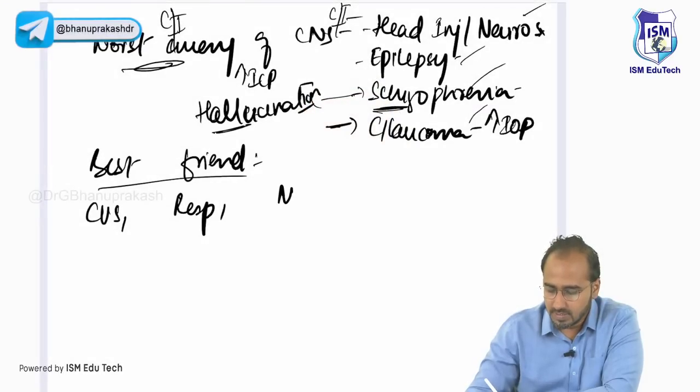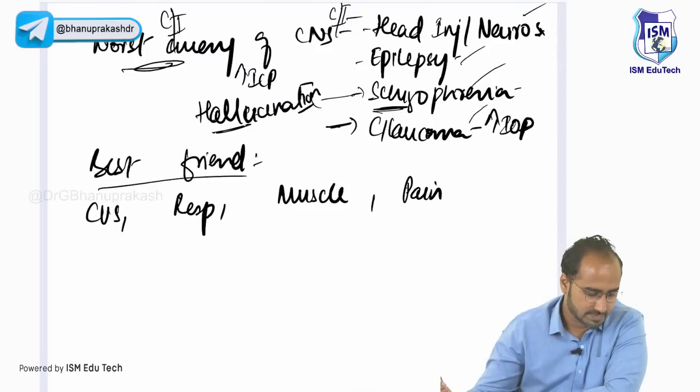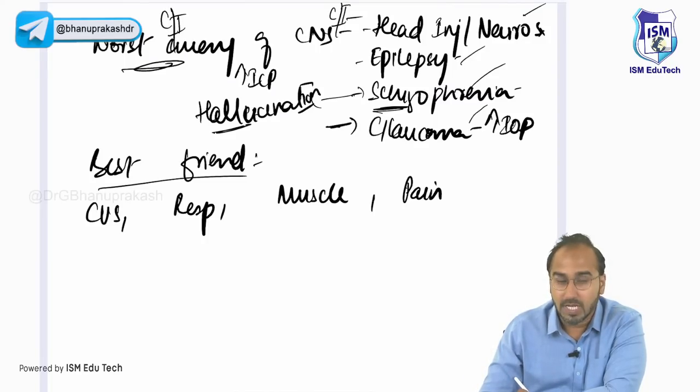The cardiovascular, the respiratory, cardiovascular done, respiratory done, what are the other systems? The muscle and pain system. Okay, so ketamine is the best friend. Best friend of which system, I said?